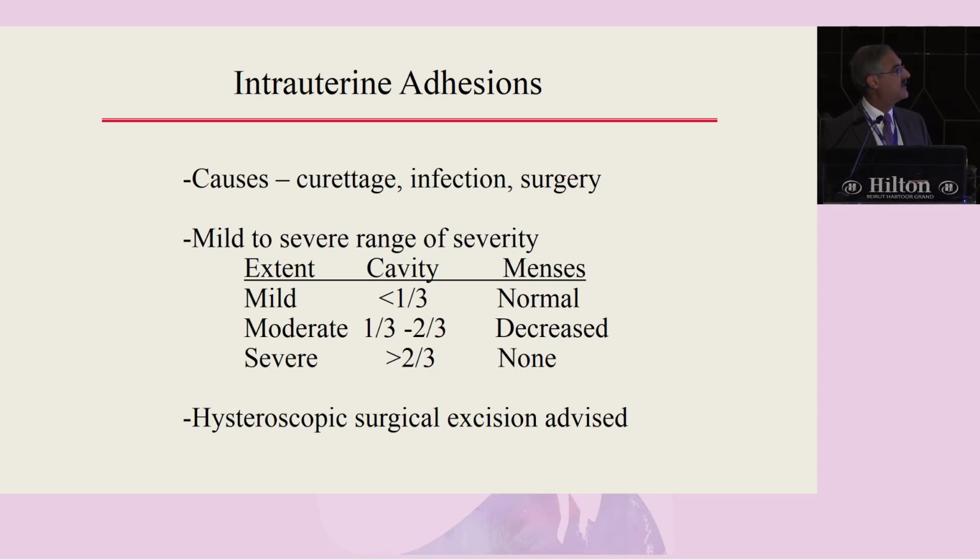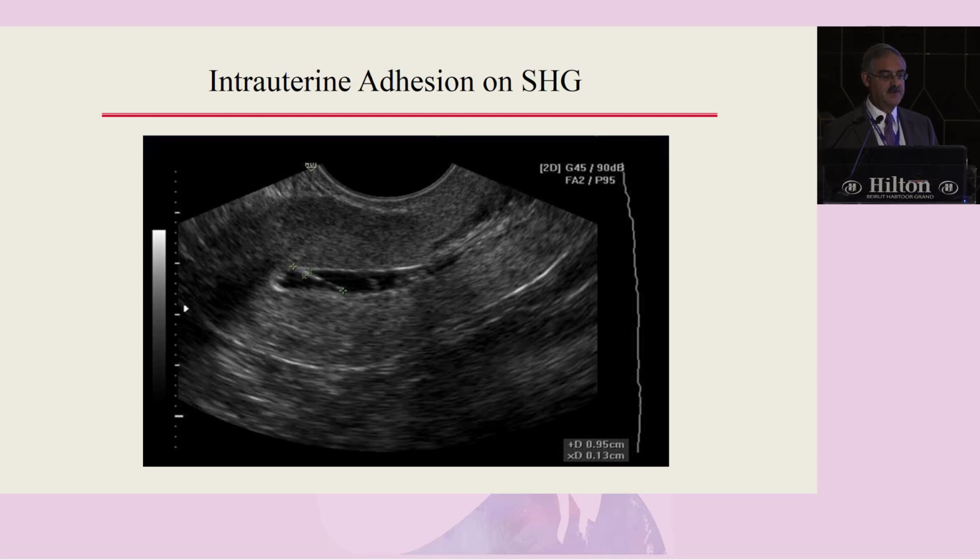Again, this is a sonohysterogram. You have a coronal view, sagittal view of the uterus, and then you can see here a band of adhesion, another band of adhesion here. The cervix is down on this end. So this one also we recommend hysteroscopic surgery.